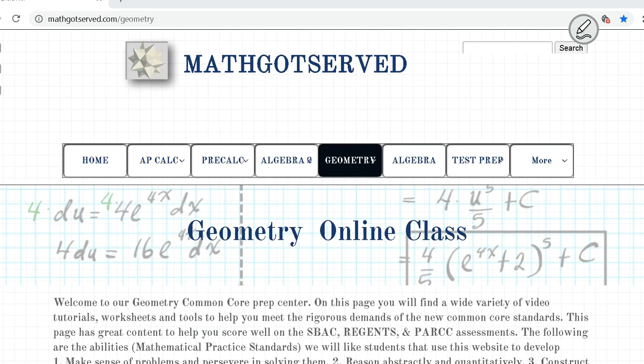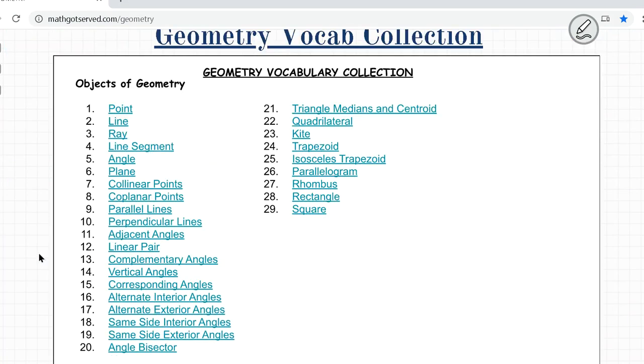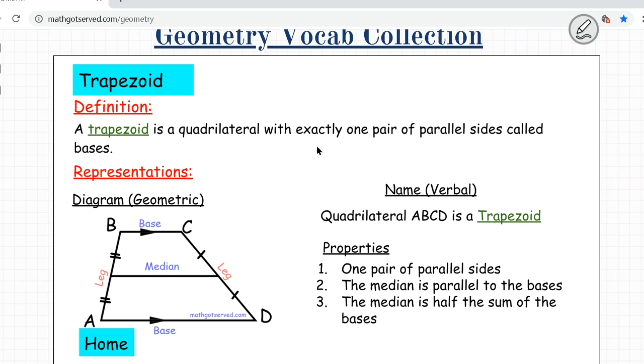Alright, to get us started, let's take a look at the formula that will be guiding our problem solving process. So this is our webpage, mathgotserved.com/geometry, as you can see. We're going to scroll down to our vocab collection and take a look at trapezoids. Trapezoid is vocab number 24. So let's take a look at that.